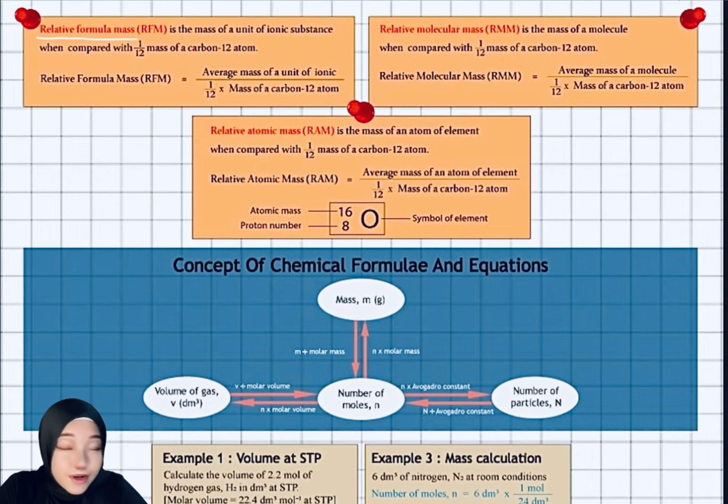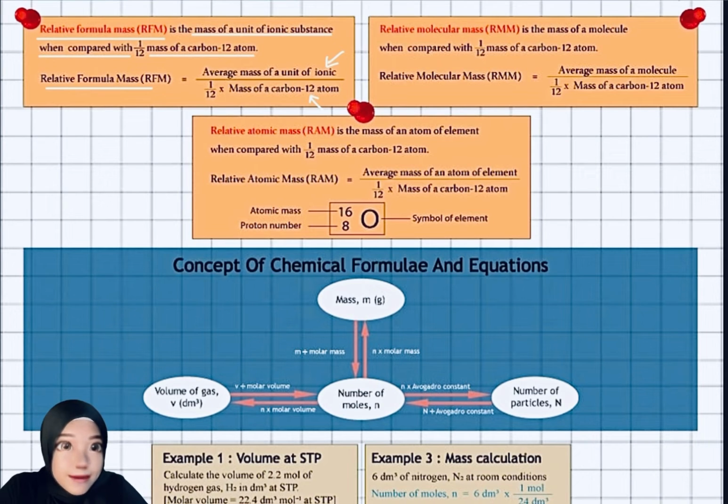RFM, known as relative formula mass, is the mass of a unit of ionic substance when compared with 1/12 mass of a carbon-12 atom. And the formula used to find RFM is the average mass of a unit of the ionic substance divided by 1/12 mass of a carbon-12 atom.